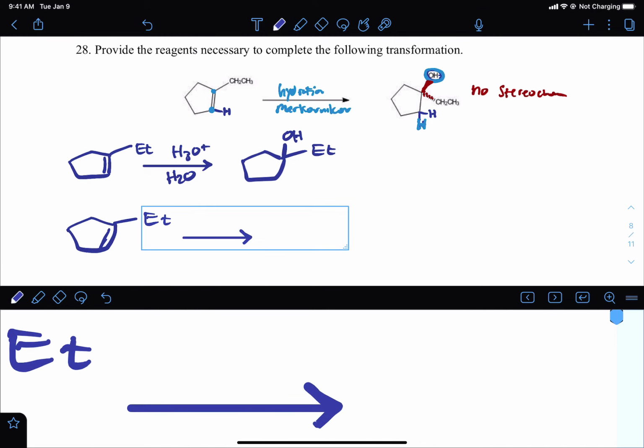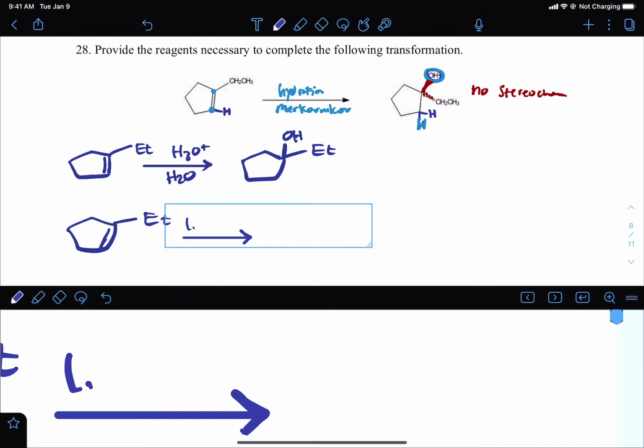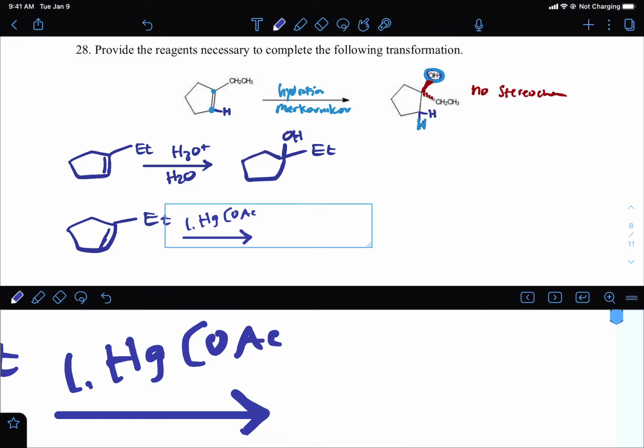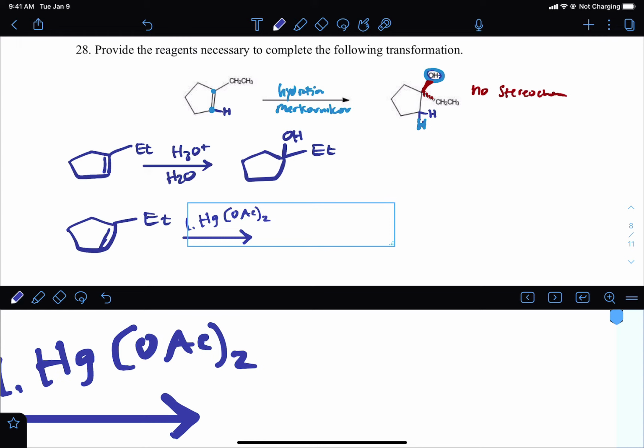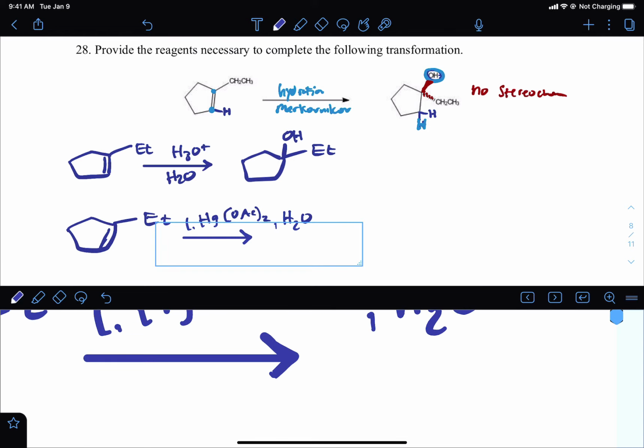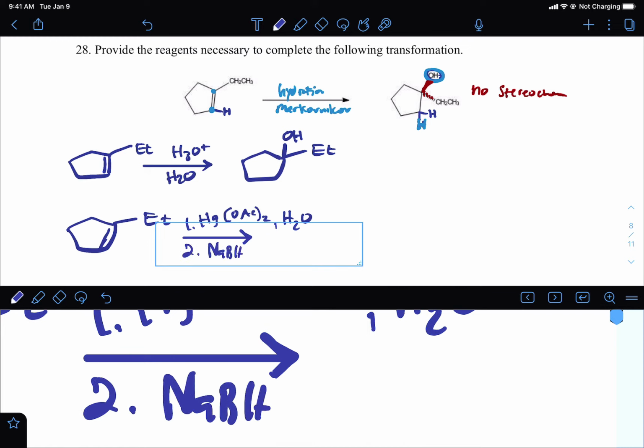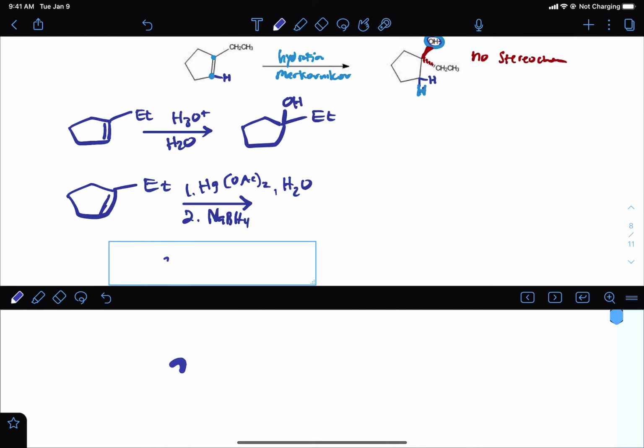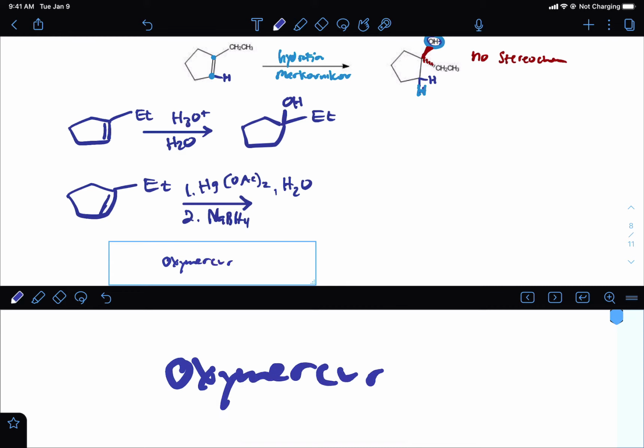It's a little bit more complicated reagent. It's Hg(OAc)2, so this is like mercury acetate and water, followed by NaBH4. This is called oxymercuration.